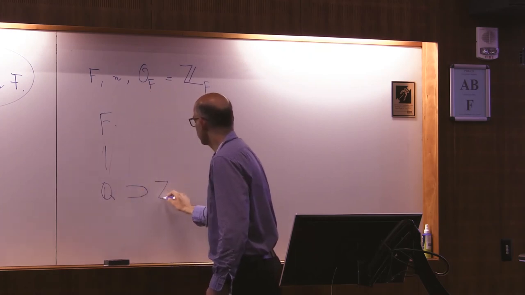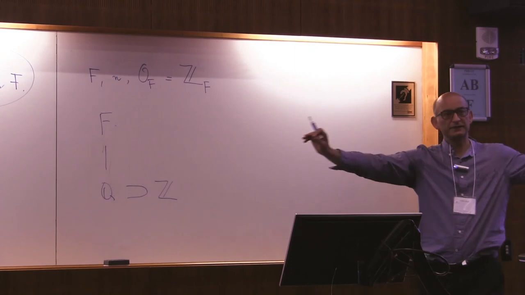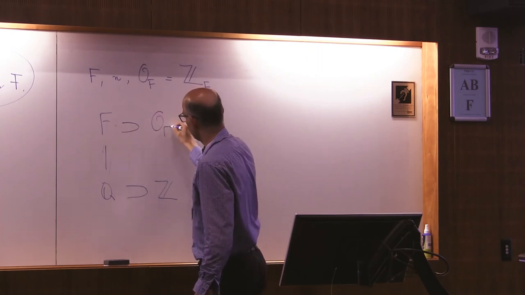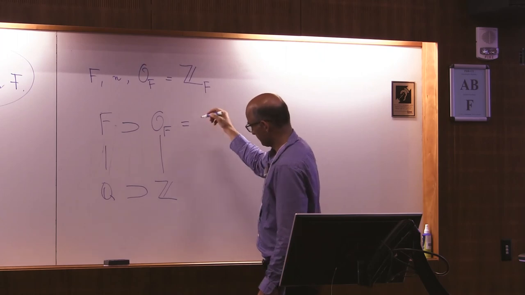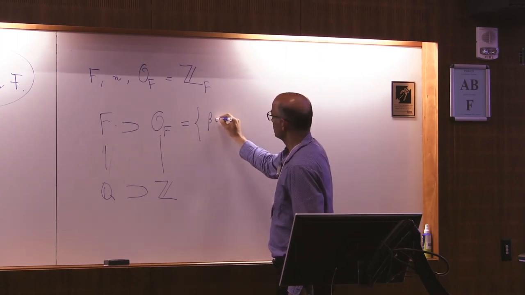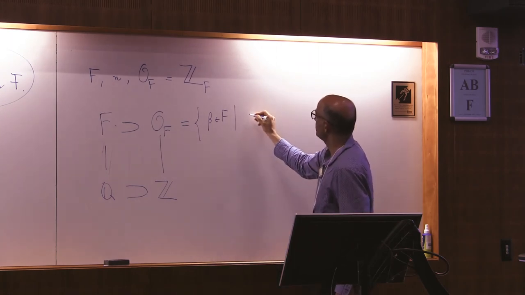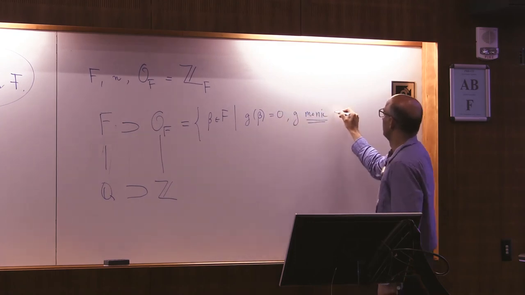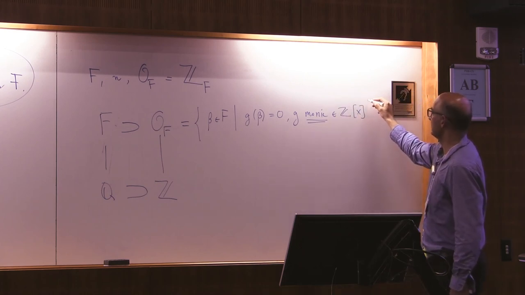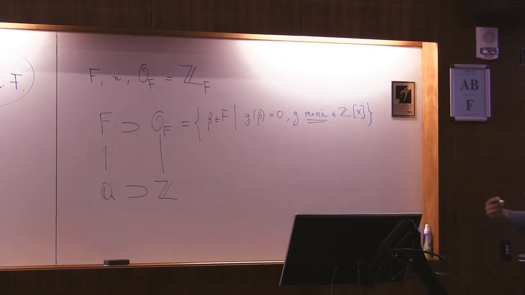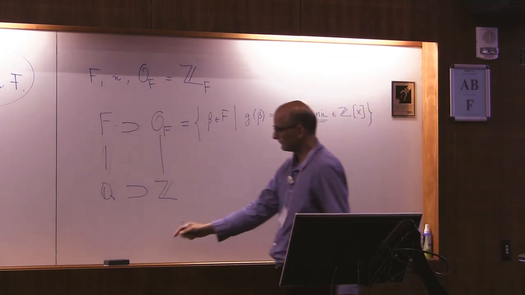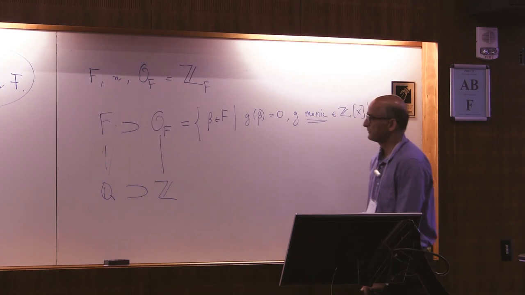inside the rational numbers we have the integers, which is this beautiful discrete subset, and inside F we have the analog of Z called OF. If you saw the definition this morning, it's the set of all elements beta in F such that for some polynomial g, which is monic and belongs to the polynomials over Z, beta is a root. So if beta is a root of some monic integral polynomial, then it's called an algebraic integer. And if it happens to be inside F, then this is the set of all algebraic integers inside F.